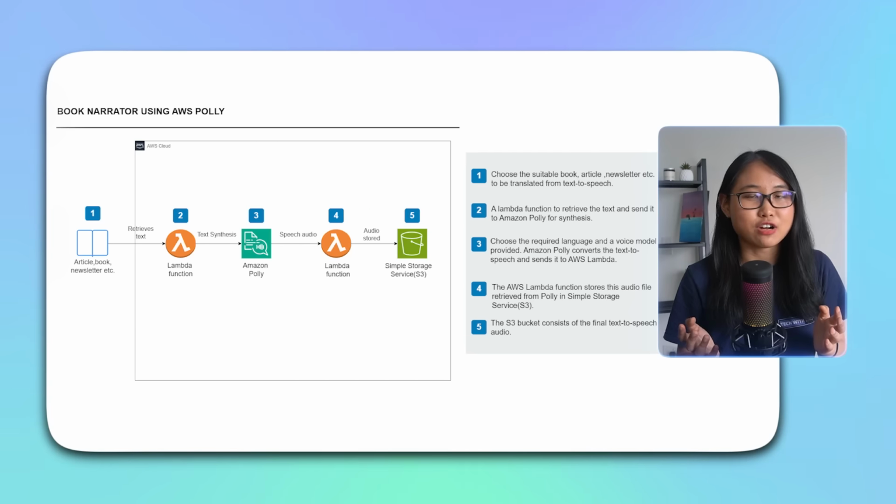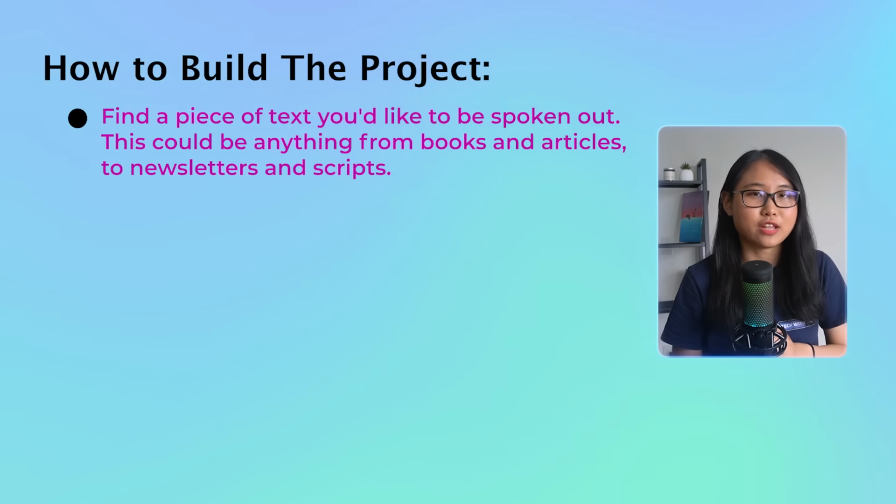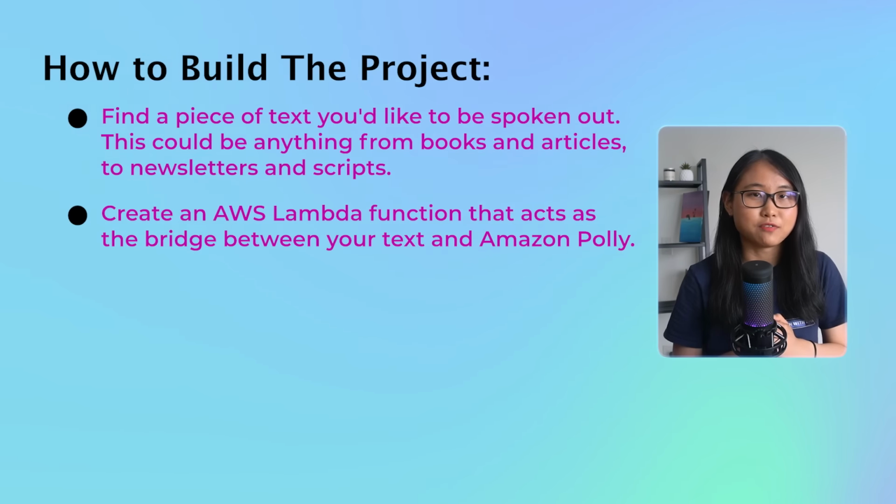Here's the architectural diagram for the project and the steps you'll need to take. So firstly, find a piece of text you'd like to be spoken out. This could be anything from books and articles to newsletters and scripts. Next, create an AWS Lambda function that acts as a bridge between your text and Amazon Polly.